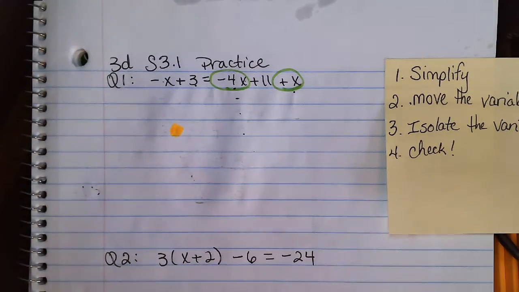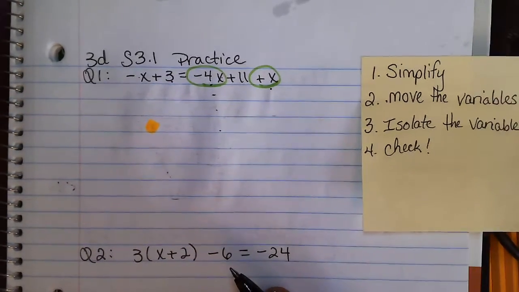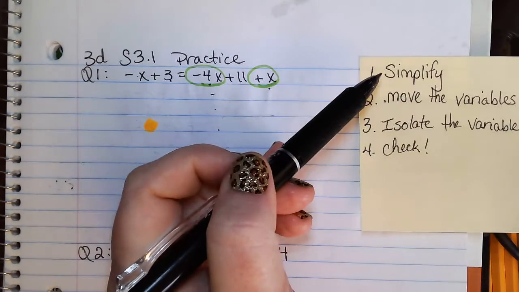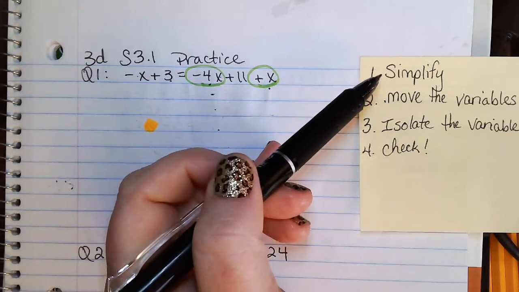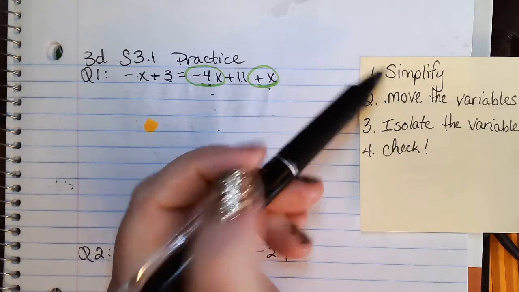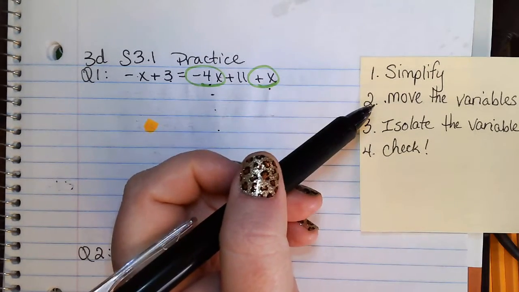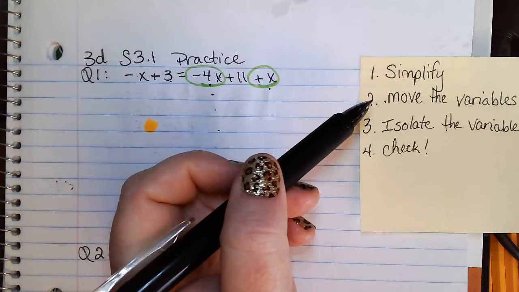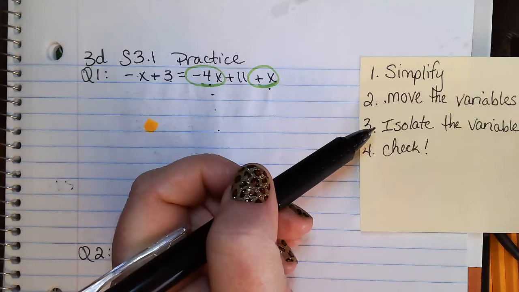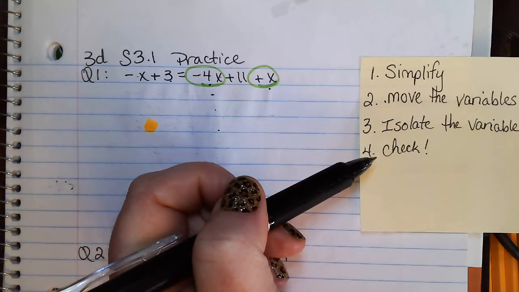Hello, algebra students. We are going to review for this test tomorrow on equation solving. So we are going to work through our 4 steps we talked about in class this week. Part 1, simplify. This includes distributing, combining like terms, things like that. Then we are going to move our variables to one side of the equation. Then we will work on isolating the variable, and finally we will check our answer.